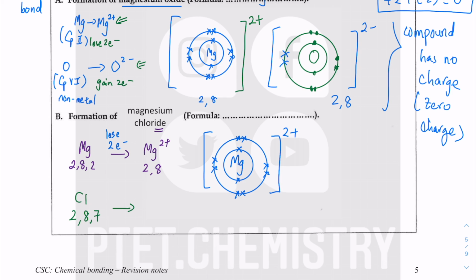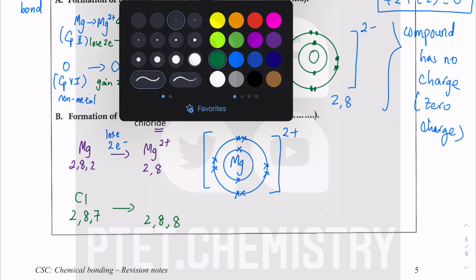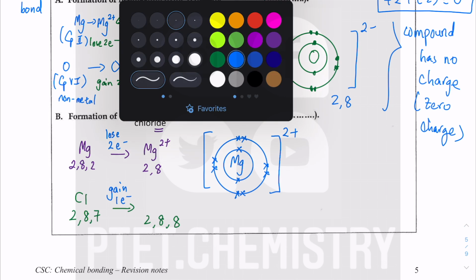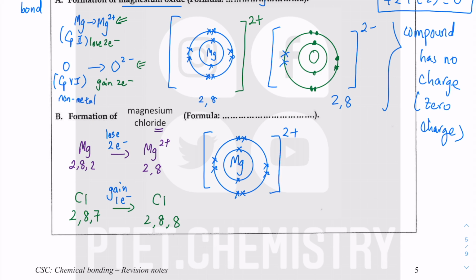When you want to get to a completely filled outer shell, how many will it gain? It already has 7, so to go to 8 electrons in the outer shell, it just needs to gain 1. So it doesn't gain 2, it gains 1, because 7 plus 1 gives you 8 in the third shell, and that's completely filled. When you gain 1 electron, you have a -1 charge.